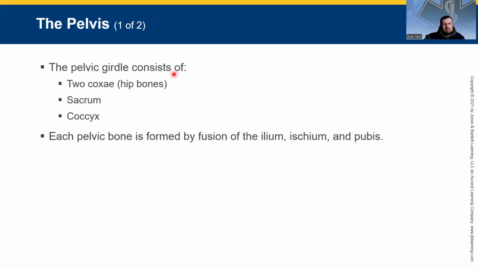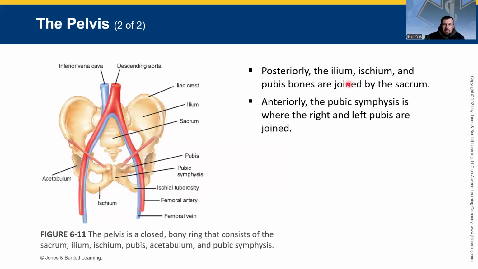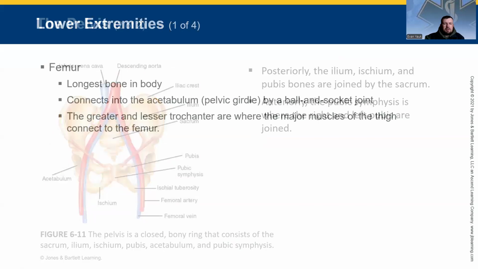The pelvic girdle consists of 2 coxal or hip bones, your sacrum and your coccyx. Each pelvis bone is formed by fusing the ilium, the ischium, and the pubis. So our fusing points are right here. We've kind of talked about this in class, and I don't want to waste a lot of time on it. Anytime we have injury to the pelvis, we need to take it extremely seriously.